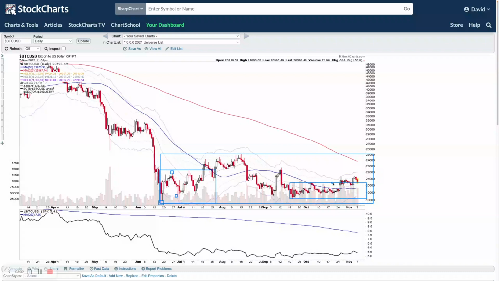It's broken out of multiple near-term highs here and it's pulled back into it today, but just holding above this 21-day moving average.